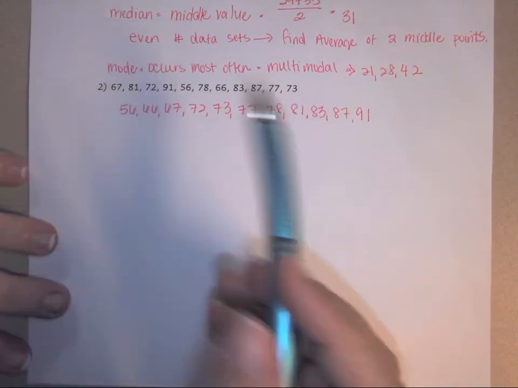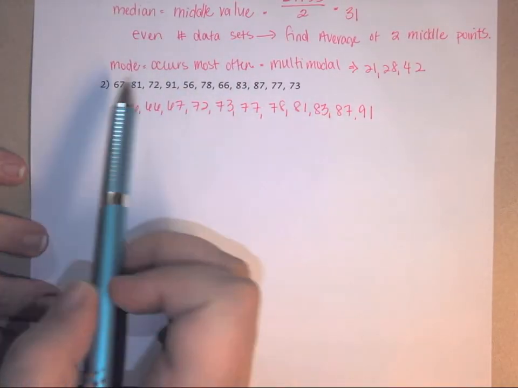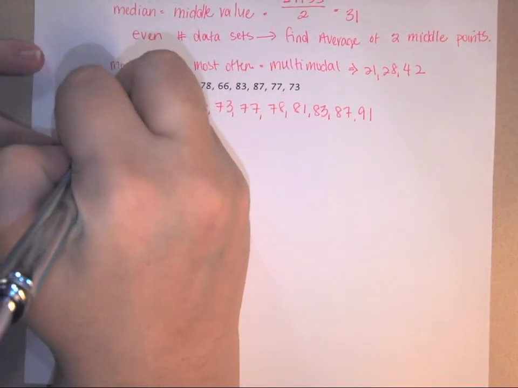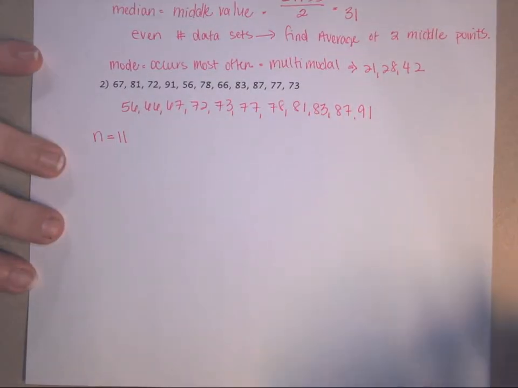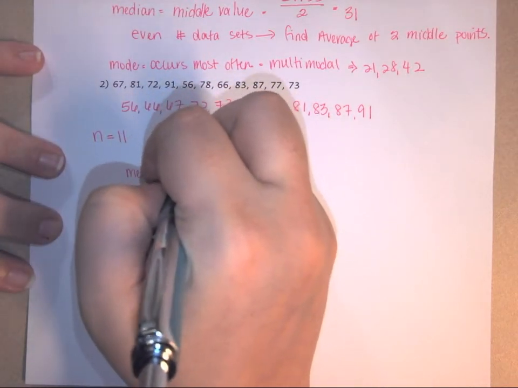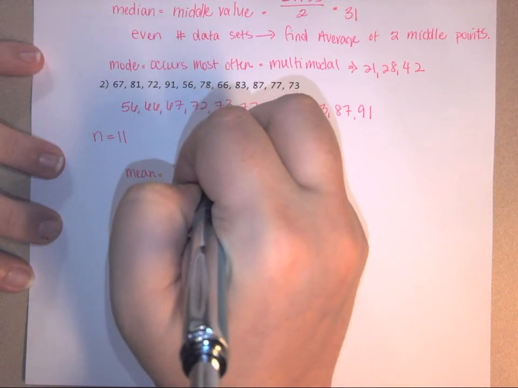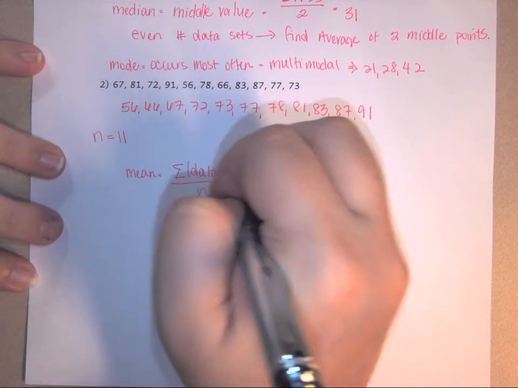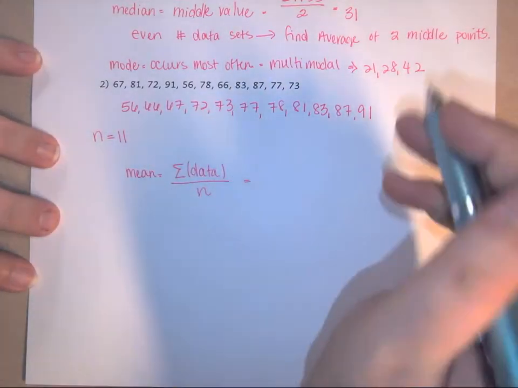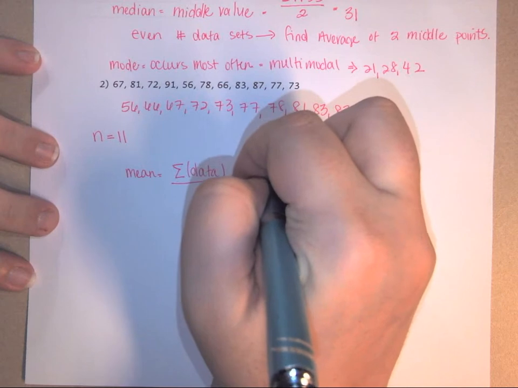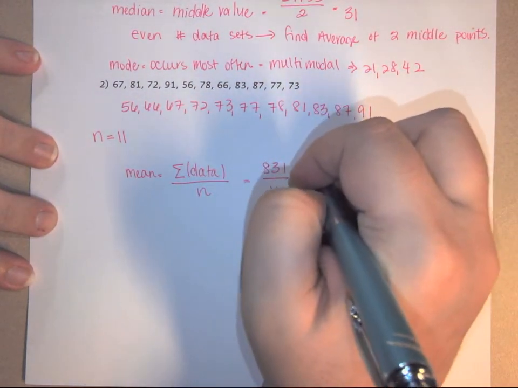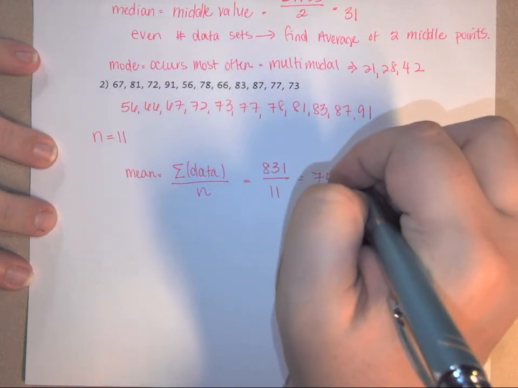Alright, now that that's done, again, you can verify by counting up all of your data points and then verifying it with what you have here. In this case now, my n is going to be 11. So just like before, if I look for the mean, I'm looking for the sum of my data divided by my n value. So just like before, you're going to add up all these points together. So we're going to come out with 831. We're going to divide that by 11. In this case, we get 75.5.